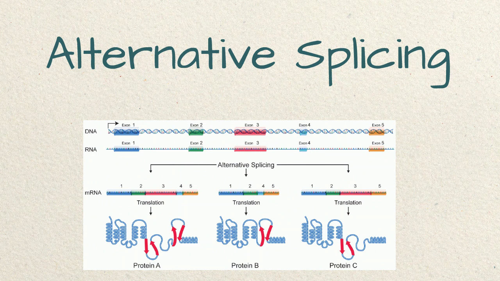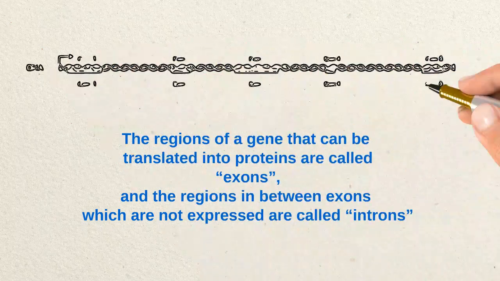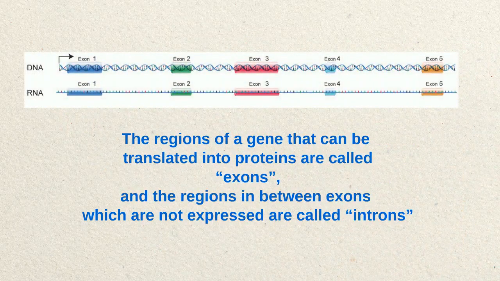Alternative splicing refers to the theory proposed by Walter Gilbert that genes can be spliced and regions of a gene can be recombined to produce different matured RNAs from the same gene. The regions of a gene that can be translated into proteins are called exons, and the regions in between exons which are not expressed are called introns. However, recent research has revealed that introns also have regulatory functions in the cell.